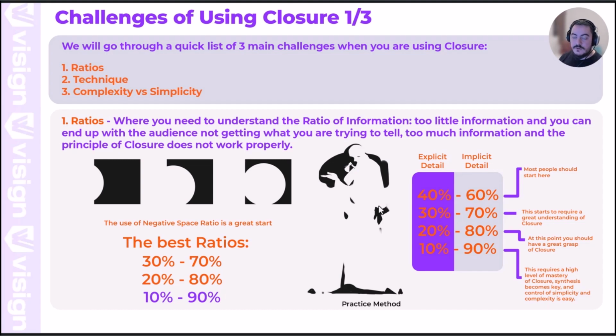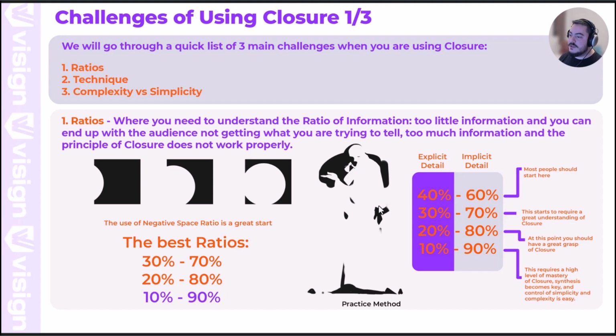We'll talk about ratios, we'll talk about techniques, and complexity versus simplicity. And we're going to go to the first one, which is about ratios, and it's going to be very straightforward and simple. You need to understand the ratio of information: with too little information, you can end up with the audience not getting what you're trying to tell.